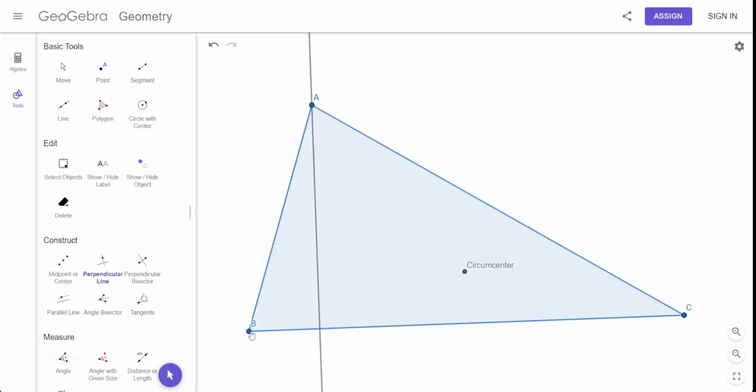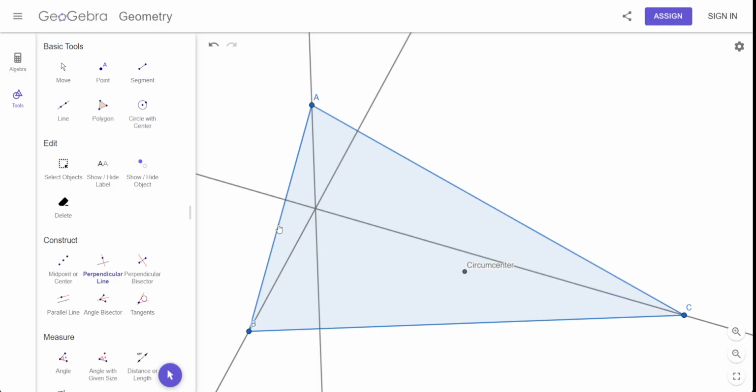Let's do that to the other ones. Let's do it to B. So it's from here to here. See, that's perpendicular right there. Then I go from C to the opposite side, and it's perpendicular there. And guess what? It also meets at one point. We had a word for that. I didn't mention this yesterday, and I should have. We talked about this a long time ago in this class.